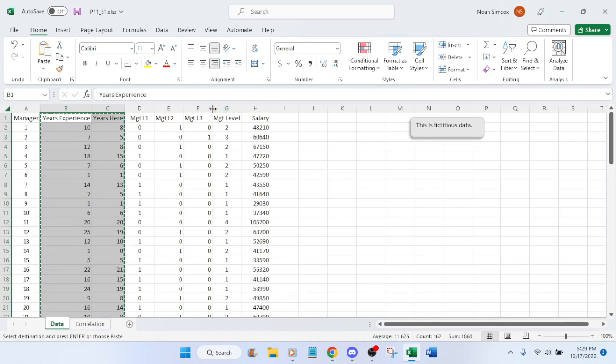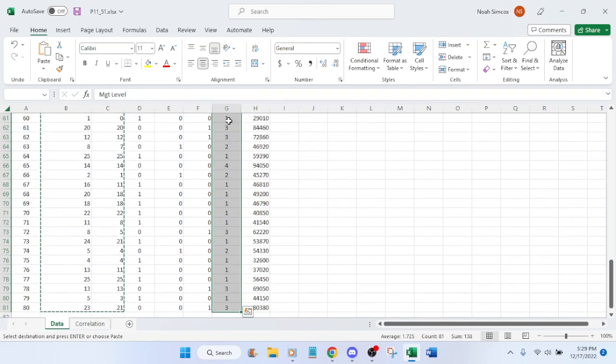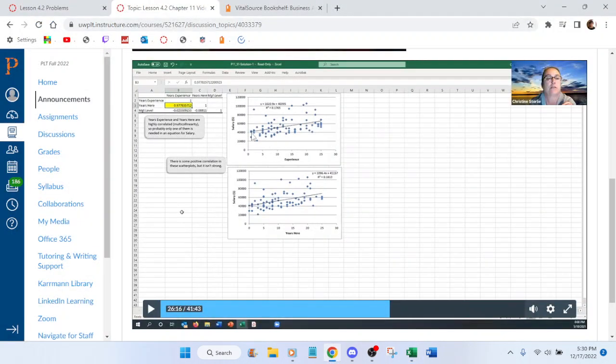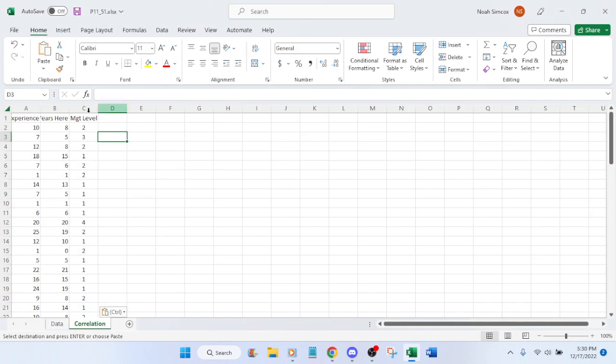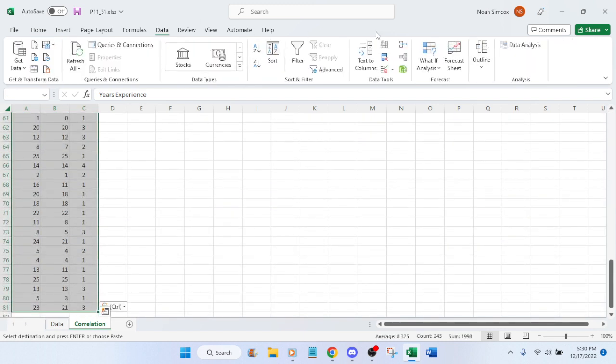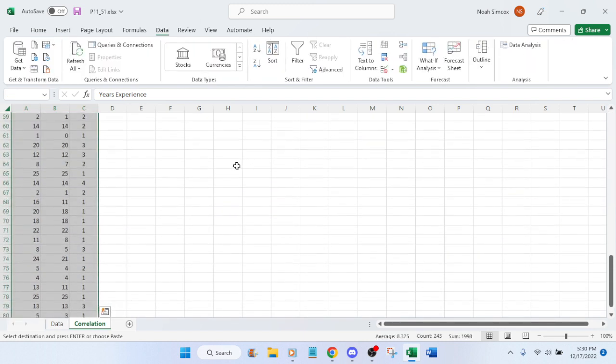Data. Management level. Copy. And paste. Well, how do you do the correlation if these are categorical? How do you do that? I mean, it looks like she just did the way I just did, but we'll just see what happens. Oh wait, I'm a dumb.